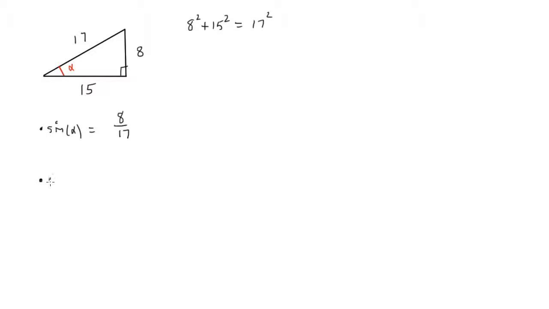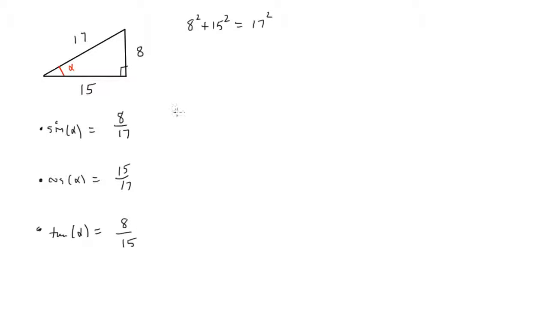And then similarly, cosine of alpha is the adjacent over the hypotenuse. And tangent of alpha is the opposite over the adjacent, so that would be 8 over 15.